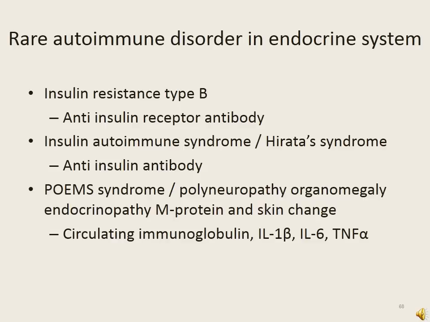The next is the insulin autoimmune syndrome, or Hirata syndrome. There is an anti-insulin antibody. The next is POEMS syndrome: polyneuropathy, organomegaly, endocrinopathy, M protein and skin changes, in which there is the presence of circulating immunoglobulin, a lot of interleukin 1 beta, interleukin 6, and TNF alpha.